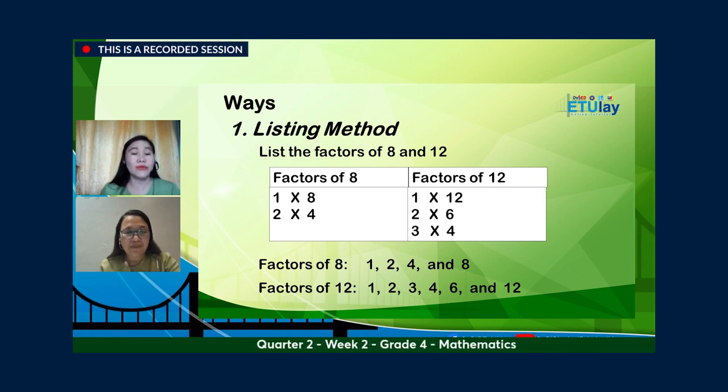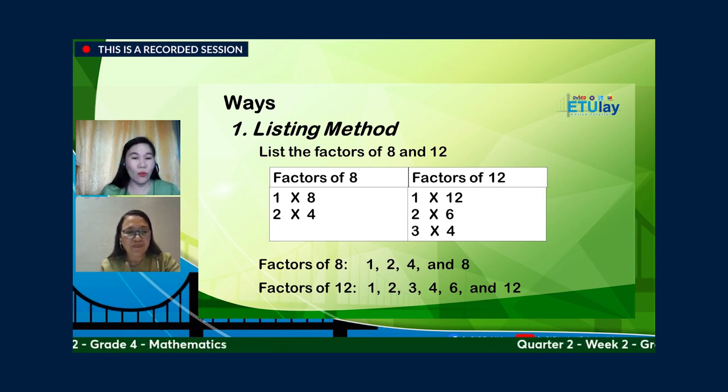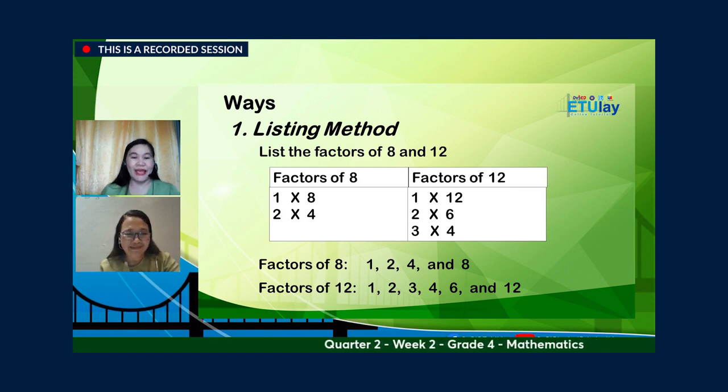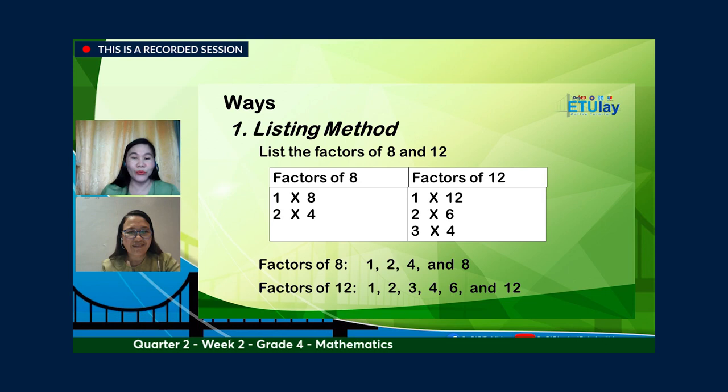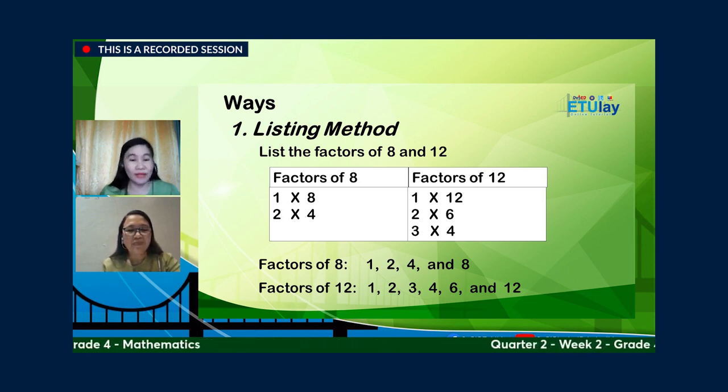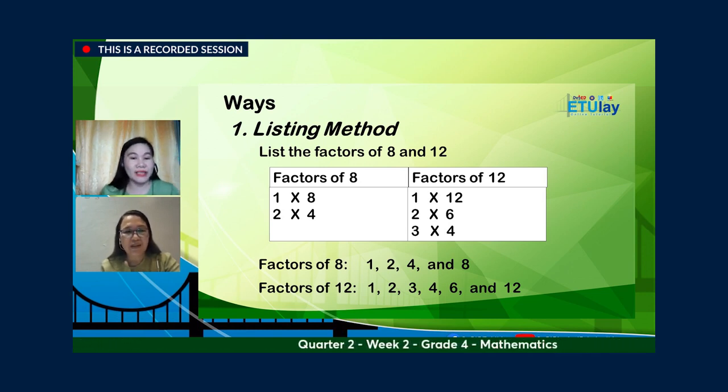So we have to write down now. Ililista na natin yung mga factors na ito. So the factors of 8 are 1, 2, 4, and 8. And how about 12? We have 1, 2, 3, 4, 6, and 12. Now, alam na natin ang mga factors ng 8 and 12.